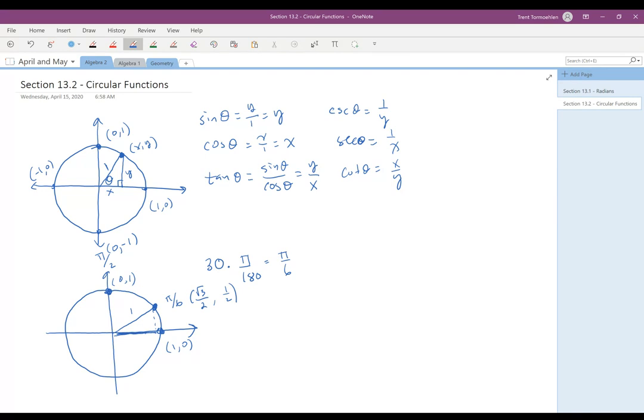So the sine of pi over 6 equals 1/2. The cosine of pi over 6 equals √3 over 2. And if you know those two, then you can just go through and calculate the rest of them very quickly.